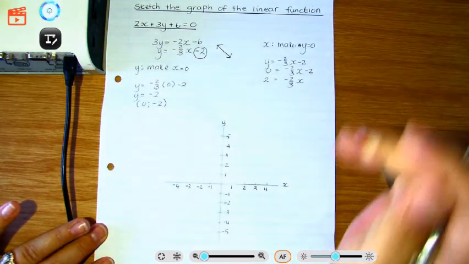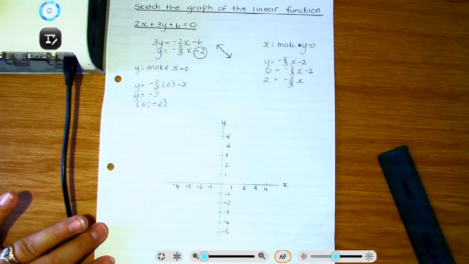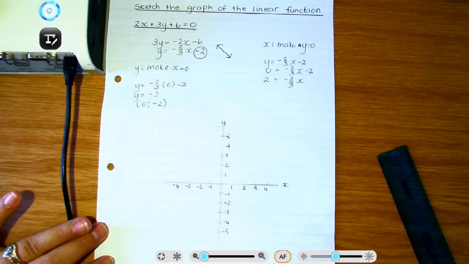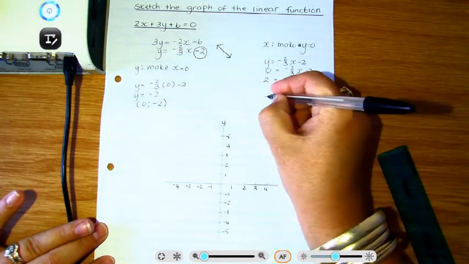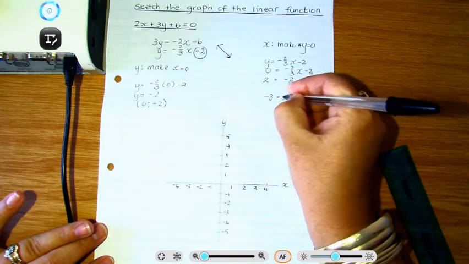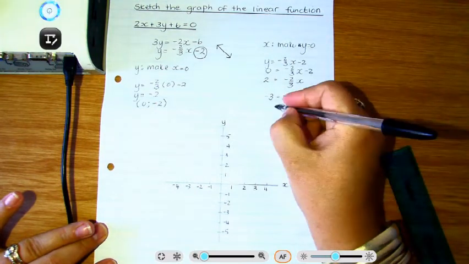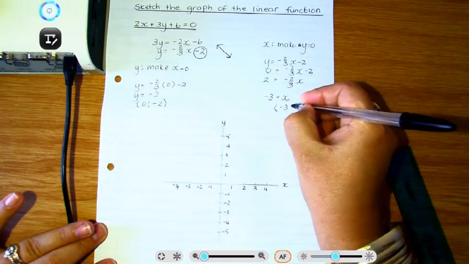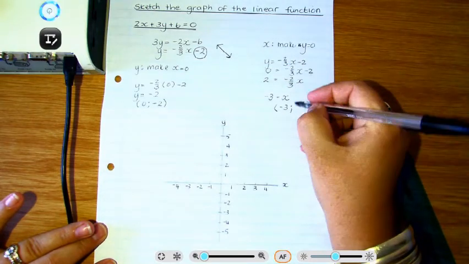And now I want x all on its own. So what I'm going to do is I'm going to divide both sides by negative 2 over 3, and that you can do on your calculator. So you're going to say 2 divided by negative 2 over 3, and you'll see that you get an answer of negative 3. So we see that x is equal to negative 3, and if we write that as a coordinate, our x value is negative 3, and our y value, we substitute it as 0.